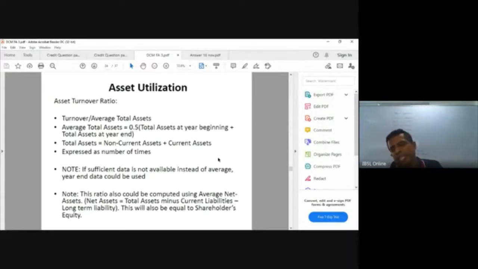If sufficient data is not available for you to calculate the average total assets, then you can take the year-end figures, right?